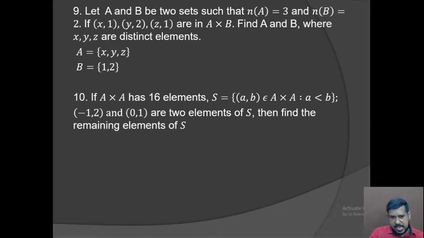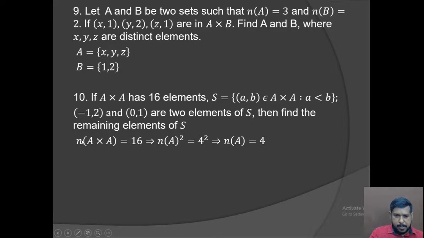So in the question it is given that n of A cross A is equal to 16, isn't it? Number of elements in A cross A is 16. So it means that n of A into n of A is equal to 16, that is n of A the whole square is equal to 4 square. So n of A is equal to 4. So the number of elements in set A is 4.